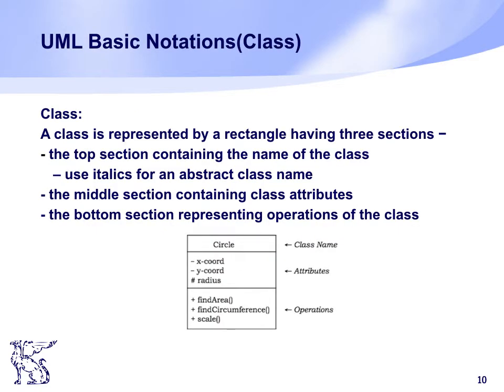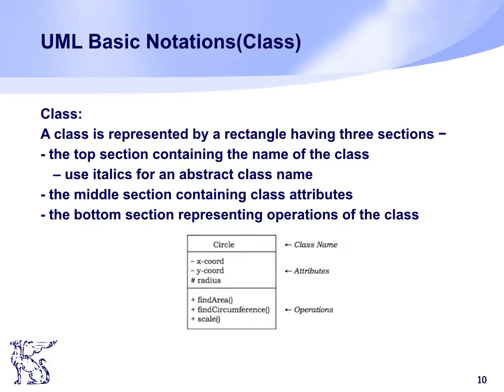So now we will give some notations for how you will draw a class diagram. The first notation is how you will define a class. A class is represented by a rectangle having three sections. The top section contains the name of the class. You will assign a class name here, and if your class is an abstract class, then the class name will be in italics. The middle section will contain the class attributes.